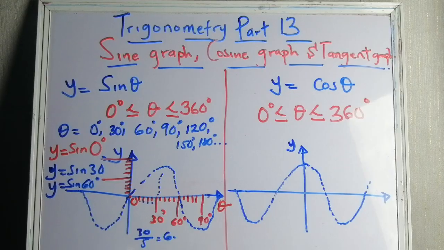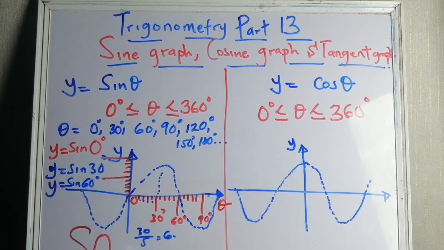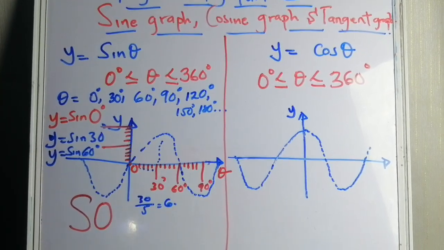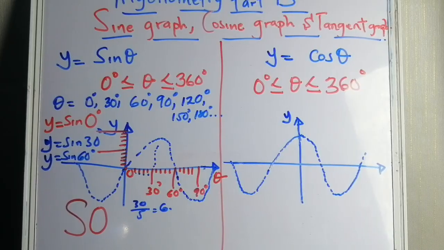But just note that for every sine graph, sine theta graph, this is 0, the origin. It passes through the origin. So just know that that is a shortcut. For every sine graph, it passes through the origin.